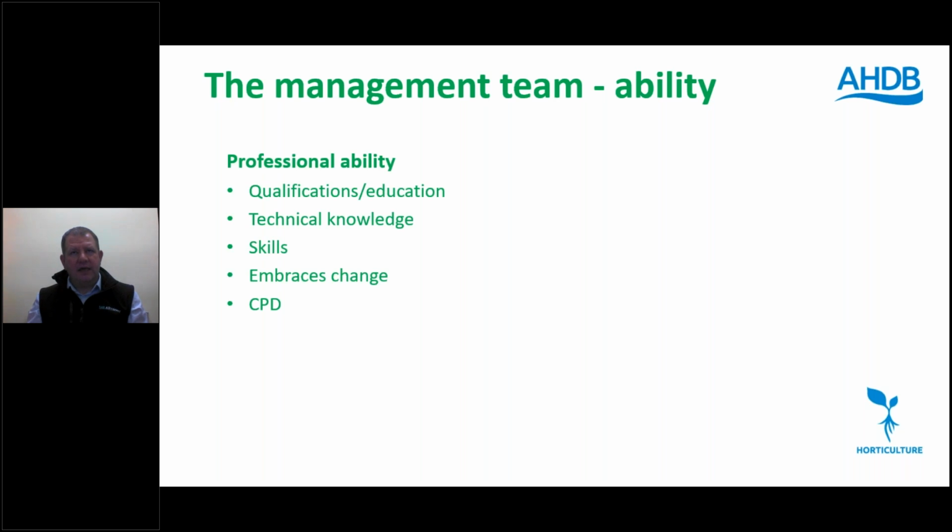And when I delve a bit deeper into ability, I break it down into two areas. The first is sort of professional ability. And I always wanted to look at things like what were the qualifications or the education of the management team. And that doesn't necessarily need to be formal education, it could be learning on the job, but you know, what elements have they really pushed on to learn and gather knowledge on. Be able to demonstrate your technical knowledge, and that might be through a little bit of benchmarking about how technically the business performs, and that you really know your subject matter and what skills you've got.